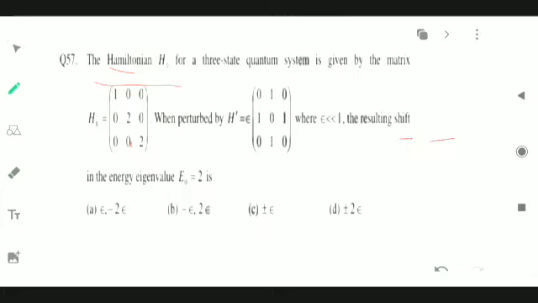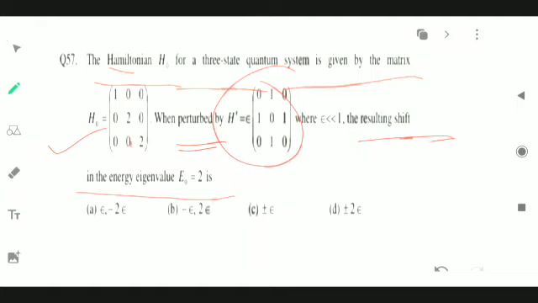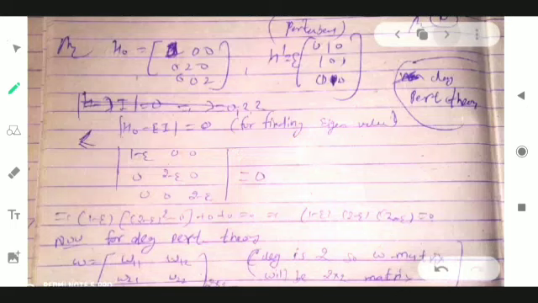The question is: the Hamiltonian H naught for a 3-state quantum system is given by this matrix, and when perturbed by H prime, which is this matrix, the resulting shift in energy eigenvalue E0 equal to 2 is. Now, because this is a degenerate perturbation theory question, how do we get to know?